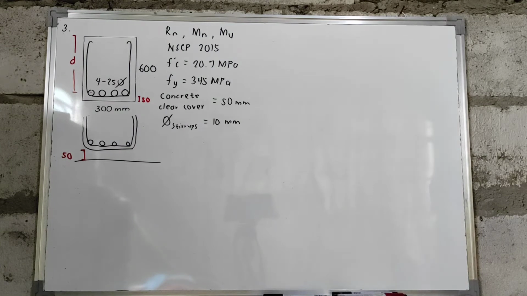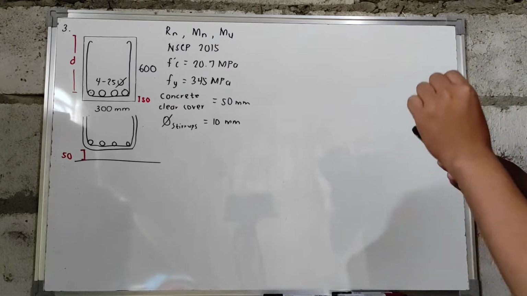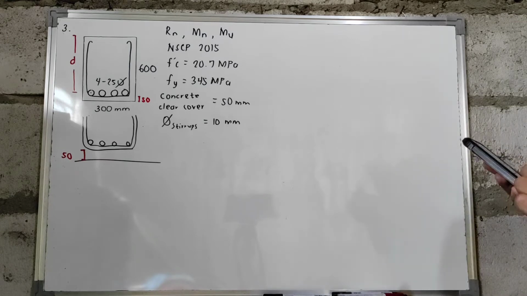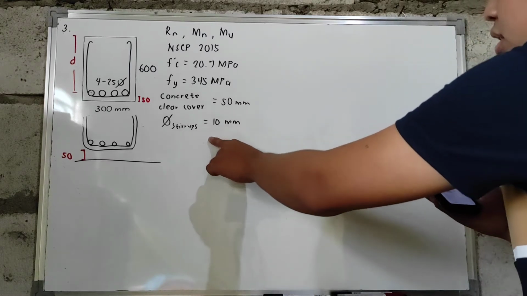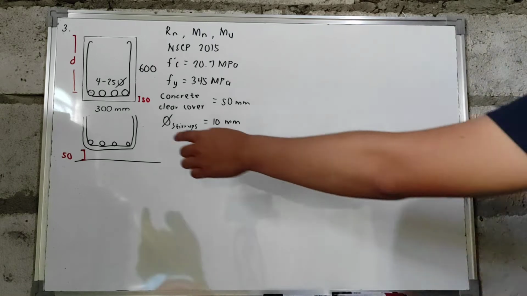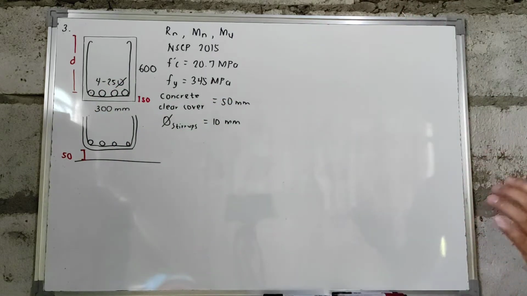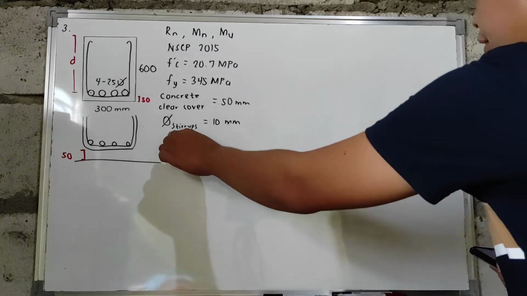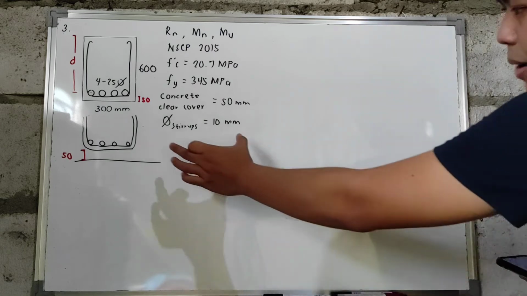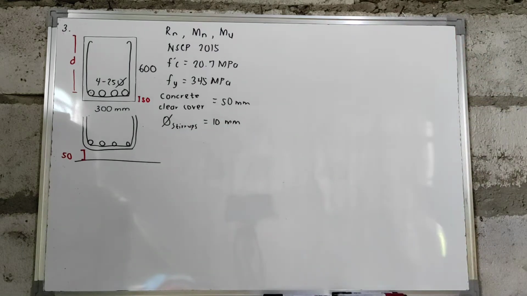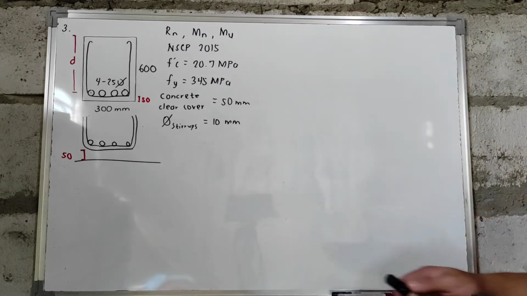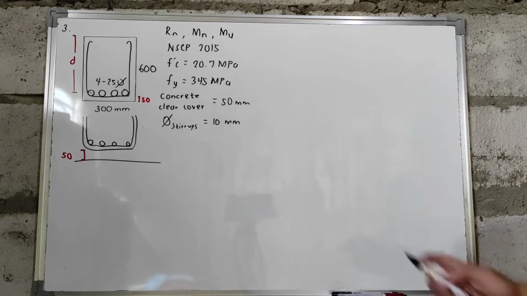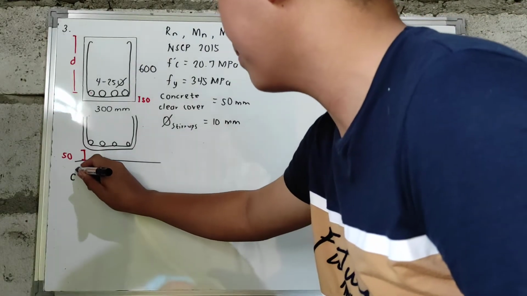So yung for the code requirement for NSCP 2015, for main bars, 28 mm diameter and smaller, use a diameter of stirrups of 10 mm. Since yung 25 mm is less than to the value ng limiting value natin na 28 mm diameter bars, therefore, we are going to use na diameter ng stirrups natin na 10 mm. So first, para ma-solve natin yung problem natin, we need to find first for the value of your effective depth.